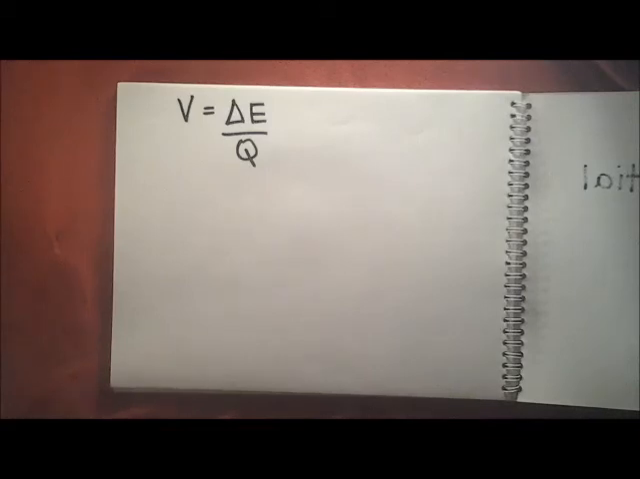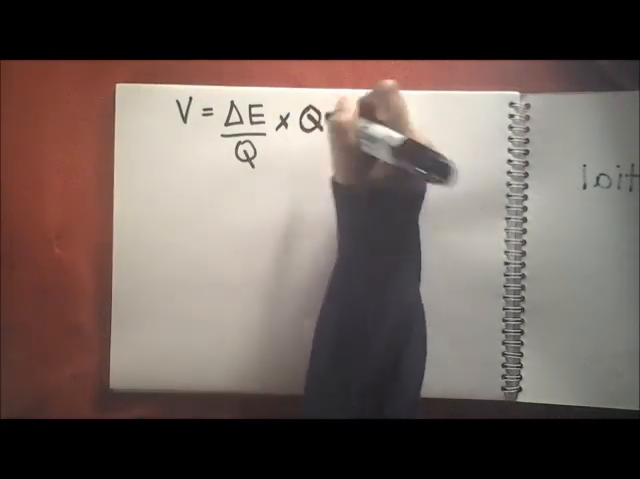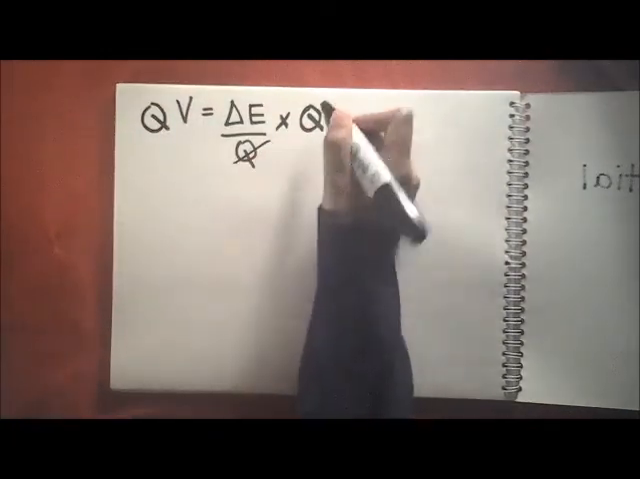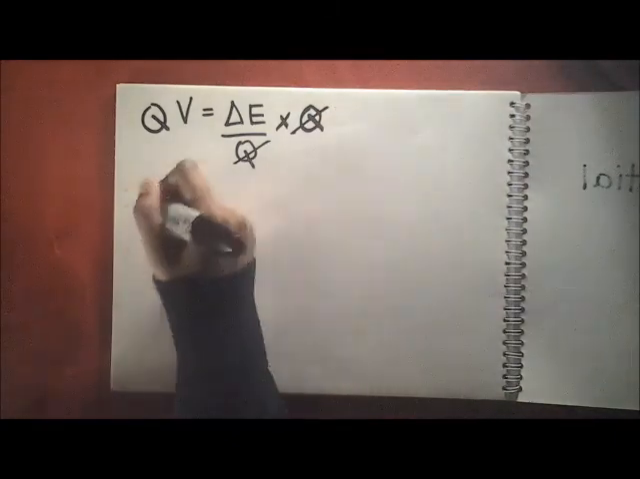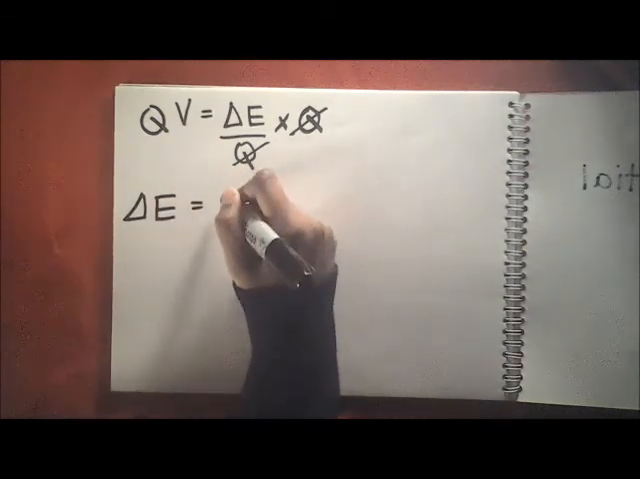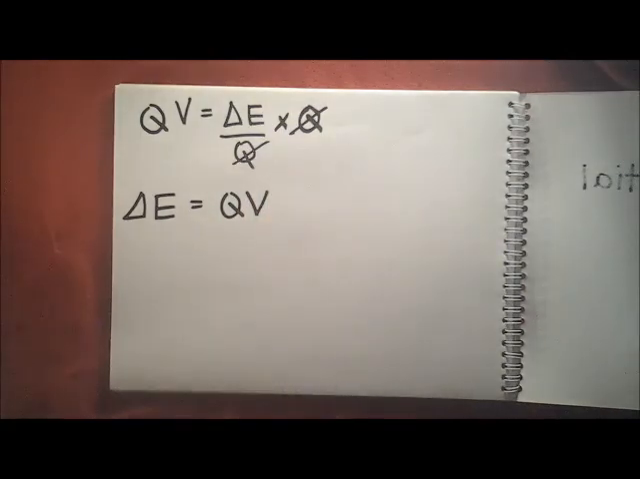In this video, I'm going to solve for both delta E energy and Q charge. To start off, we have to rearrange this equation to solve for energy. To do so, Q, or charge, must be moved to the other side of the equation through multiplication. This will cancel out Q, leaving delta E alone on one side of the equation. So, delta E, or energy, equals charge multiplied by voltage.